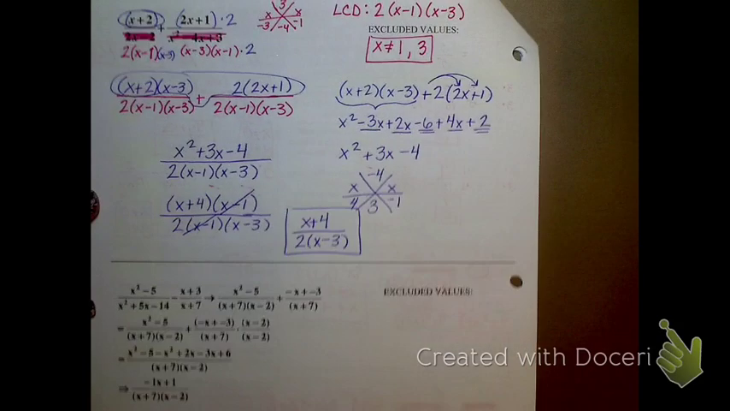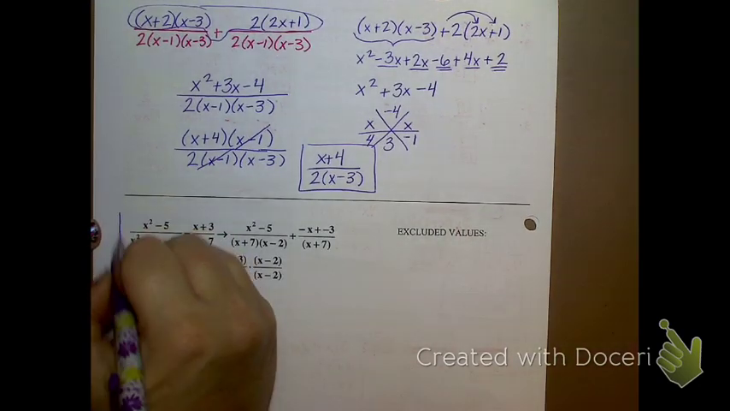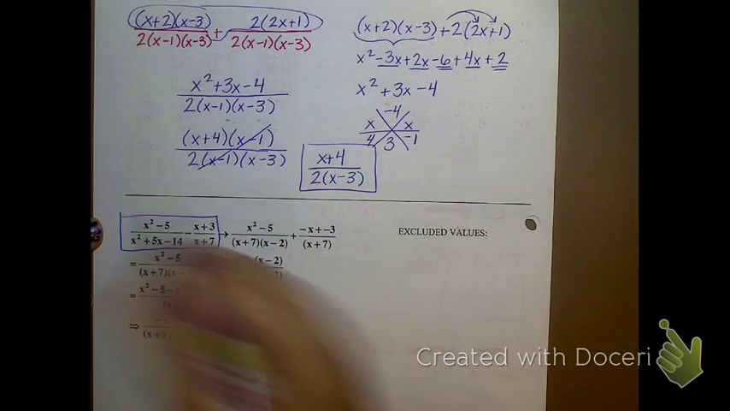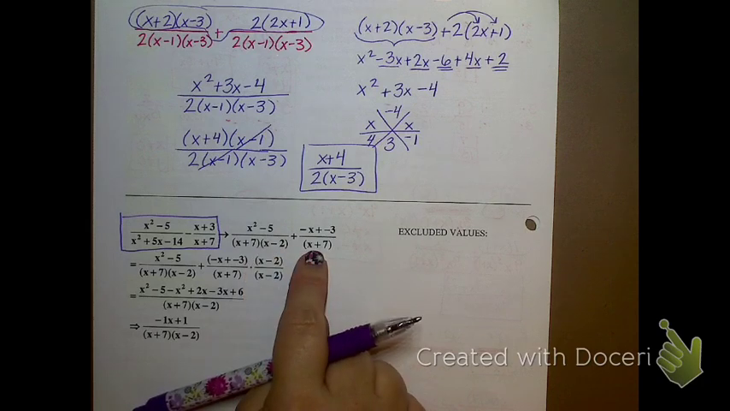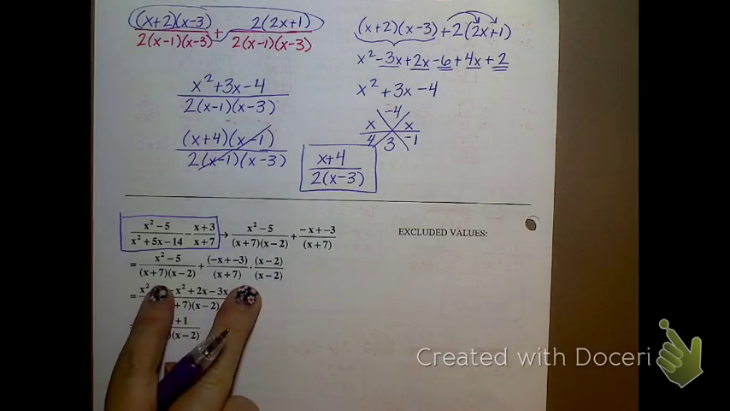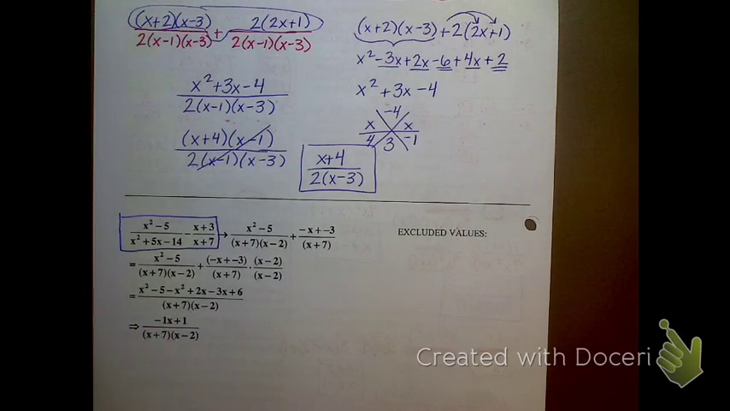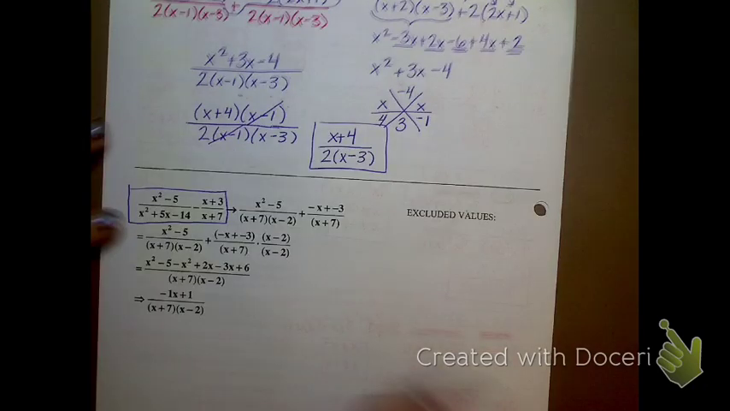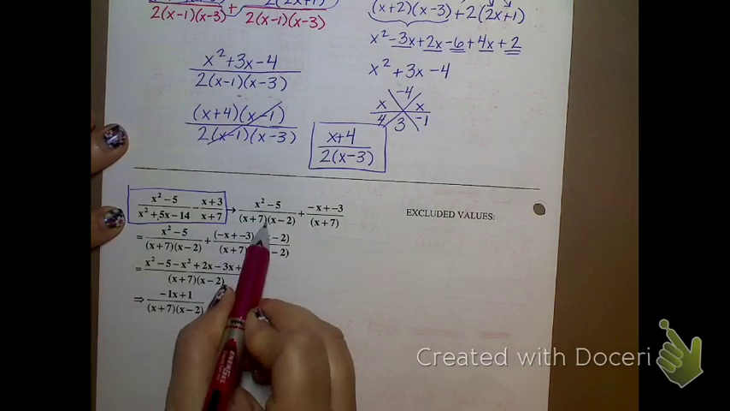All right, this last one is a problem that is already solved for you. The original problem is right here. She went ahead and factored the denominators for you here. And then she rewrote the denominators in factored form, did her combination, and simplified it. My question here is, what are the excluded values? Do I look here for excluded values? No, I only look at the factored form of the denominators.